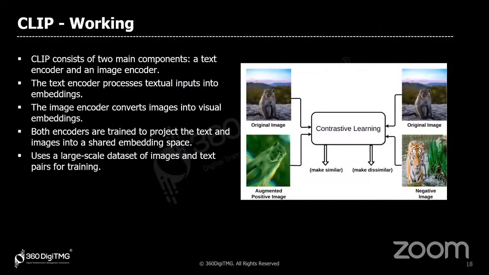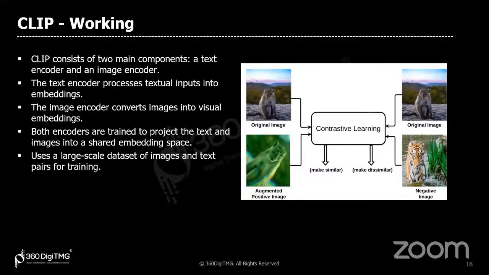How CLIP works. CLIP consists of two main components: a text encoder and an image encoder. Our text encoder processes the textual inputs into the embedding format. Whatever text we provide is converted into a numerical format. We can call it latent embeddings, a latent vector store, or simply an embedding.